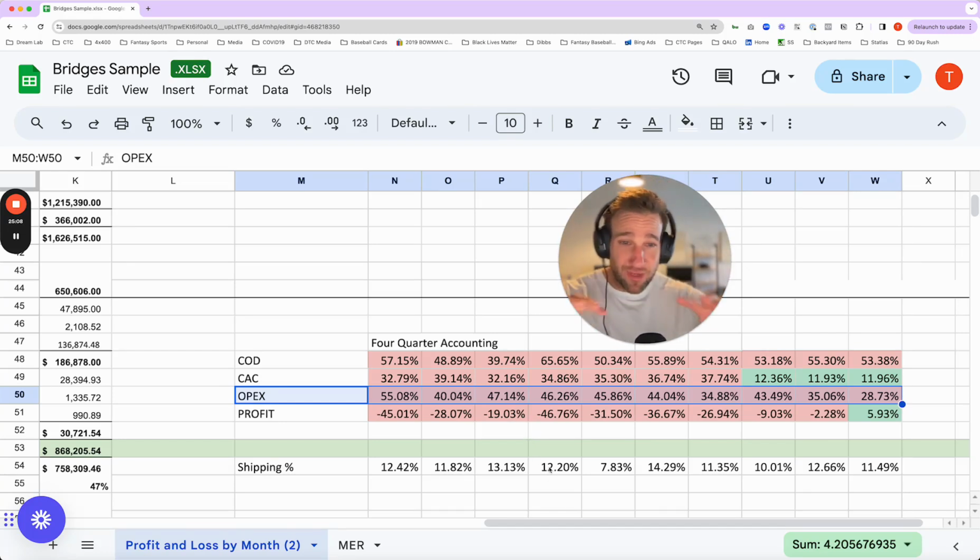You want to take as many dollars out of the OpEx as you can, as many dollars out of the cost of delivery, and you want to insert them directly into the marketing and acquisition of new customers. That's going to fuel your growth. And you want to do it in a way that doesn't deteriorate your contribution margin.